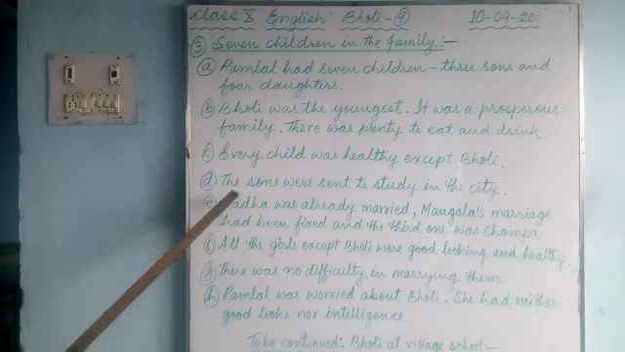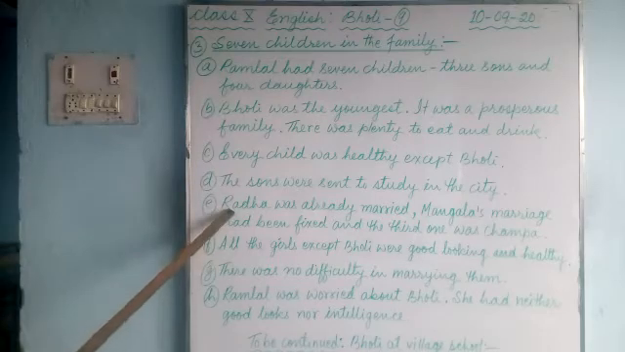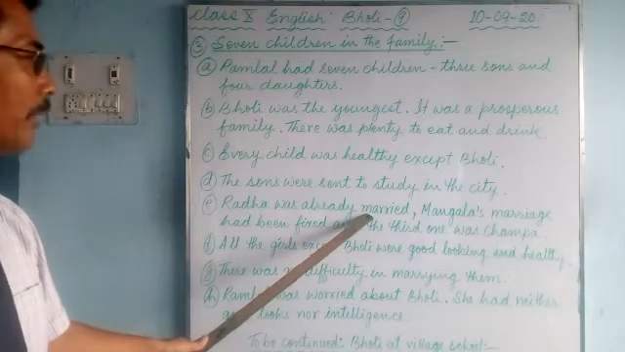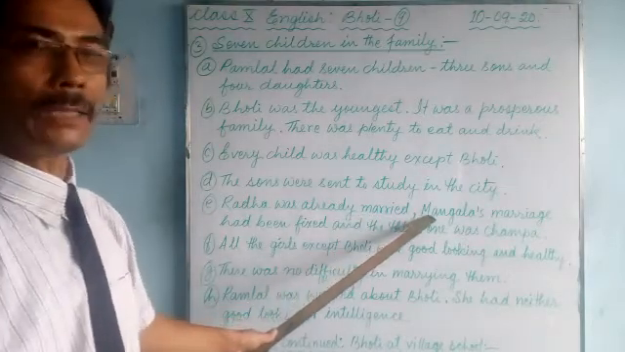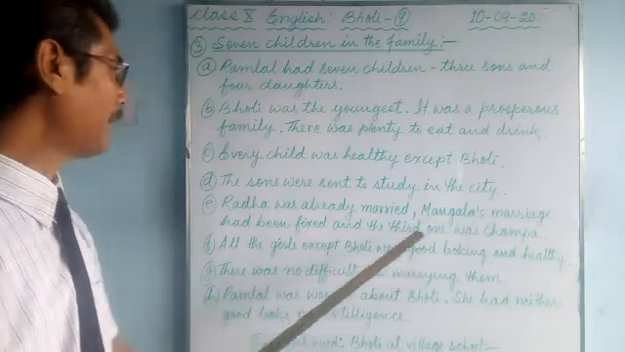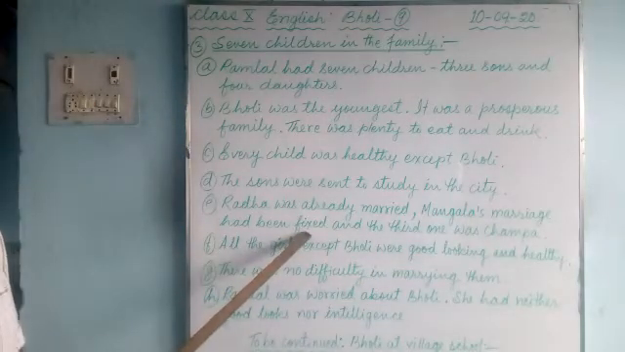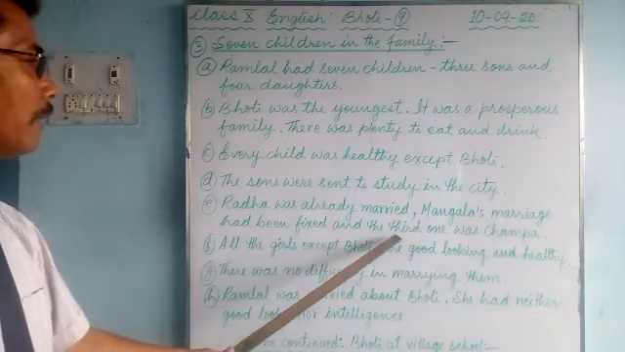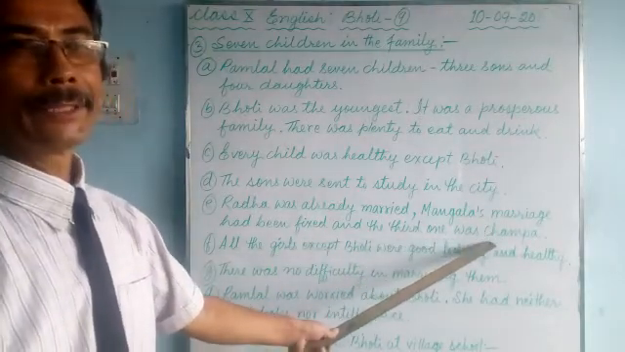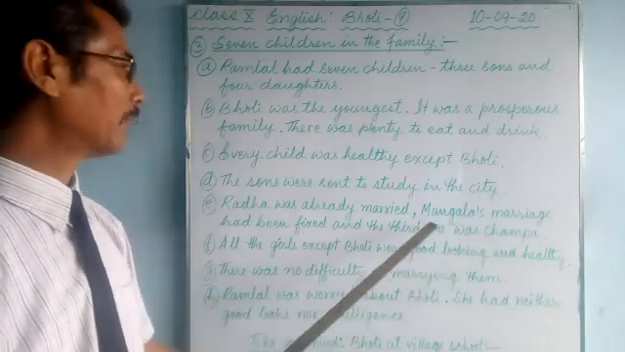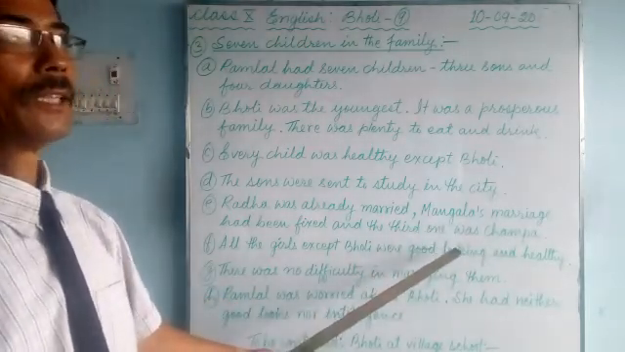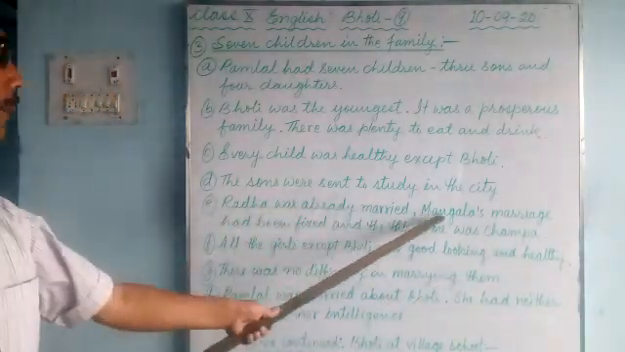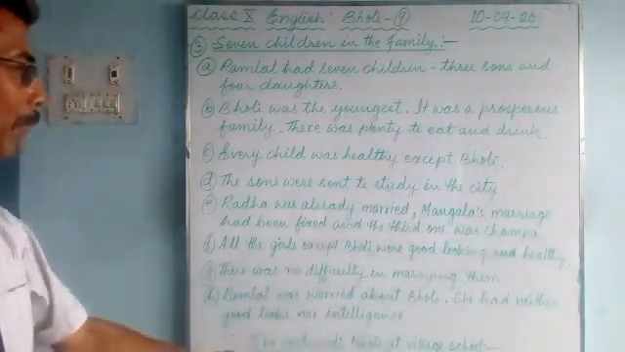Now we'll talk about the girls. 4 daughters. Radha, the eldest daughter, was already married. Mangala, the second daughter, her marriage had been fixed. The third one was Champa. And the youngest girl was Bholi. Altogether 4 daughters: Radha, Mangala, Champa and Bholi.